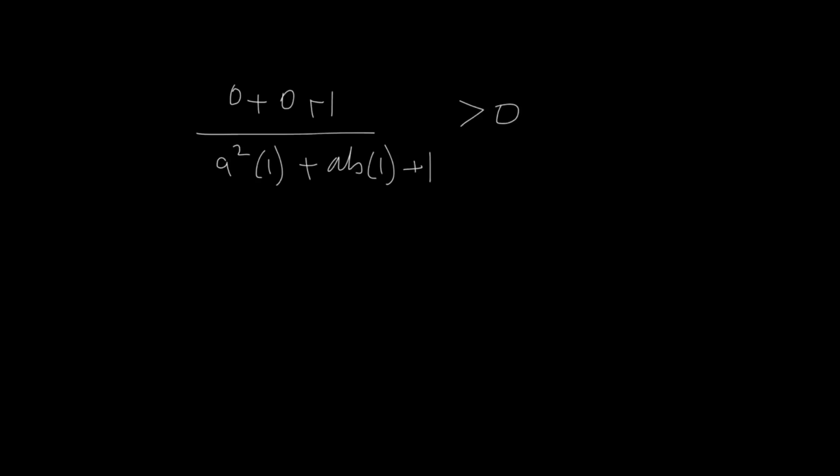Therefore, we can write (0 + 0 + 1) upon (a² × 1 + ab × 1 + 1) is greater than 0. We get this by putting 0 in the equation of the line, and by putting the point (1, 1) into the line. Therefore, the inequality becomes a² + ab + 1 is greater than 0. Now, in order to find the value of b, we need to solve this quadratic inequality.